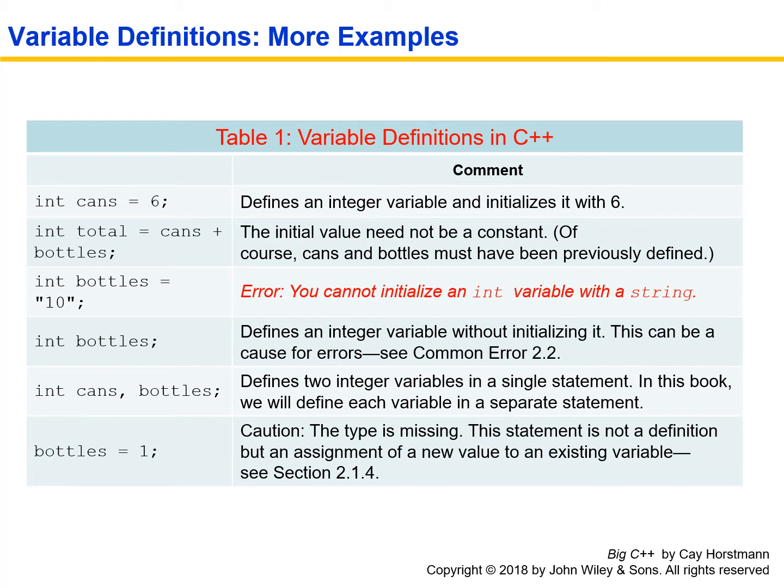Finally, you can declare 2 values on the same line. You can declare 3 or 4 or 5 or 6 values on the same line just by putting commas between them. Not shown here, you can even initialize values while listing multiple on the same line. So you could have int cans equals 6, bottles equals 2.